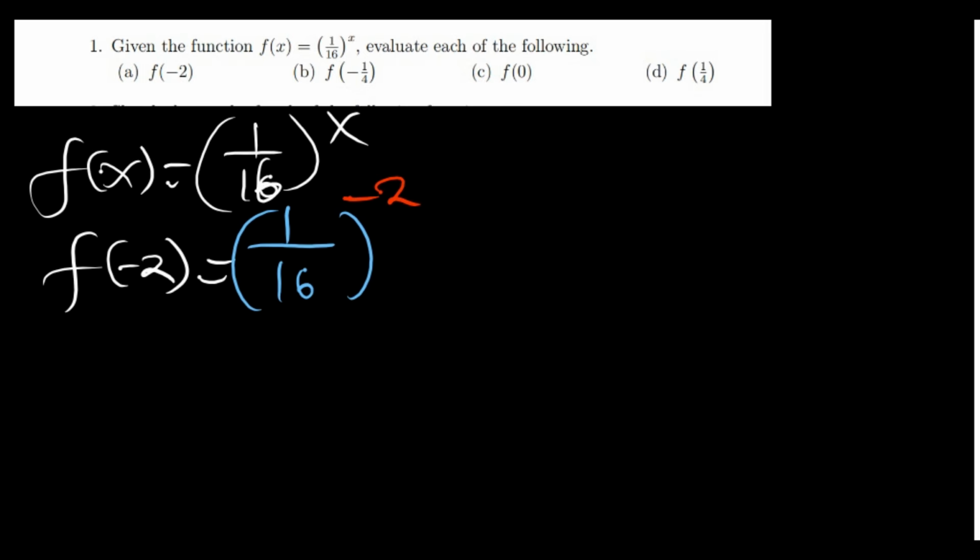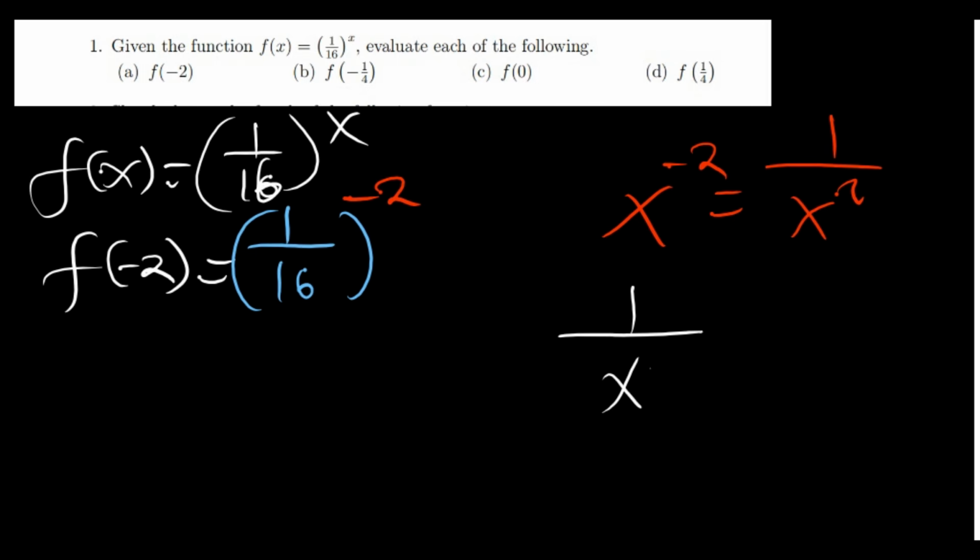Now what we have to understand here is that if we have x raised to the power negative 2, this is the same as 1 over x to the power 2. If you have 1 over x to the power 3, this is the same as x to the power negative 3. So if I want to remove the 1 on top, I need to put a negative. If I want to remove the negative, I have to put 1 on top.